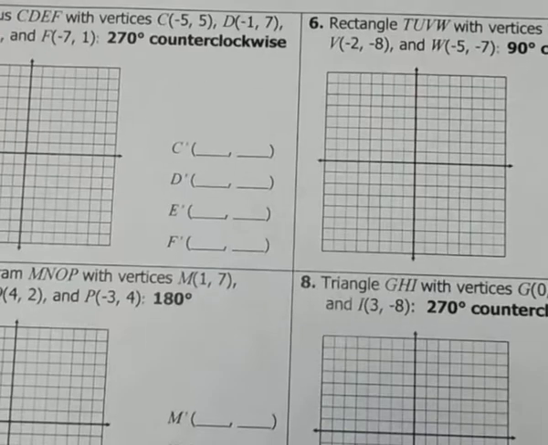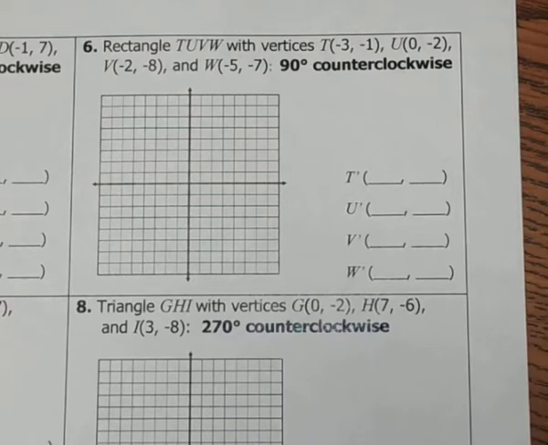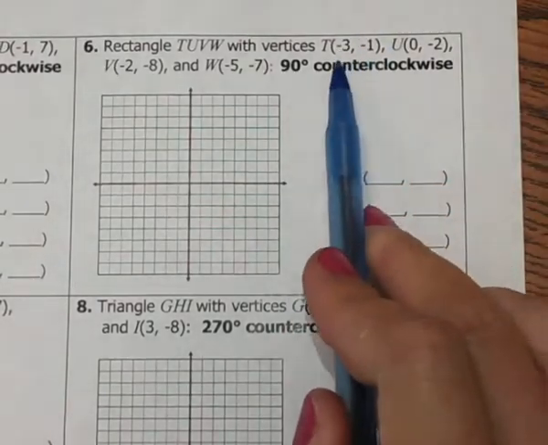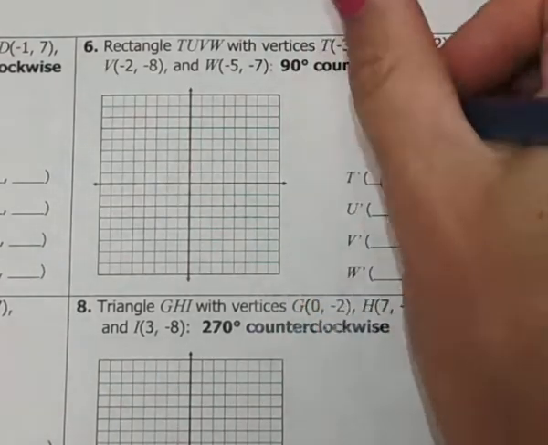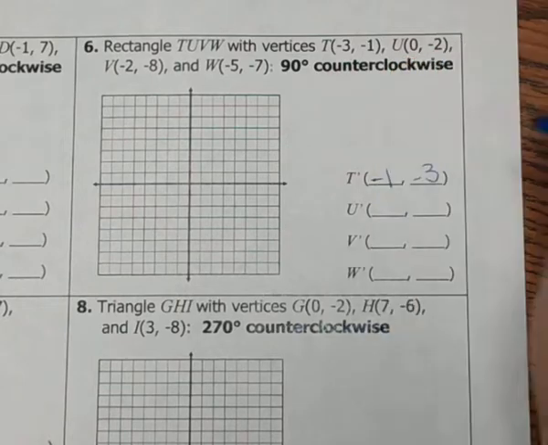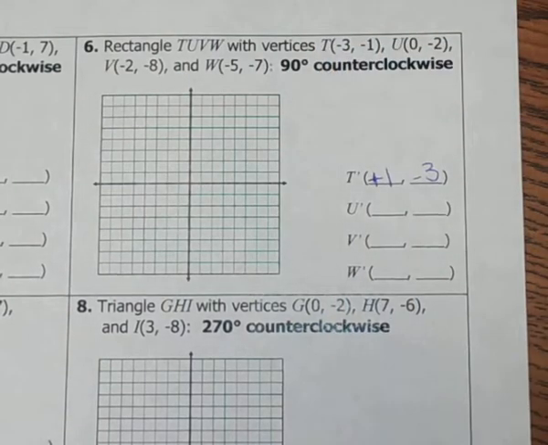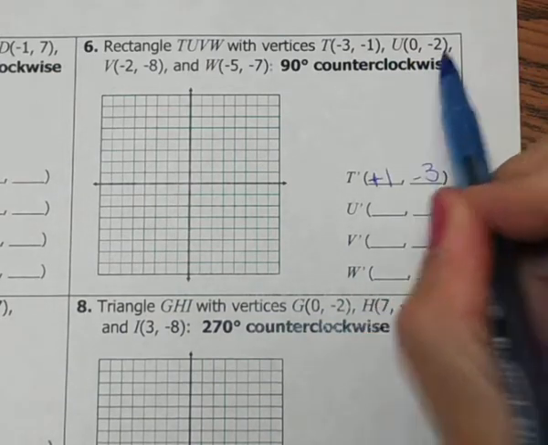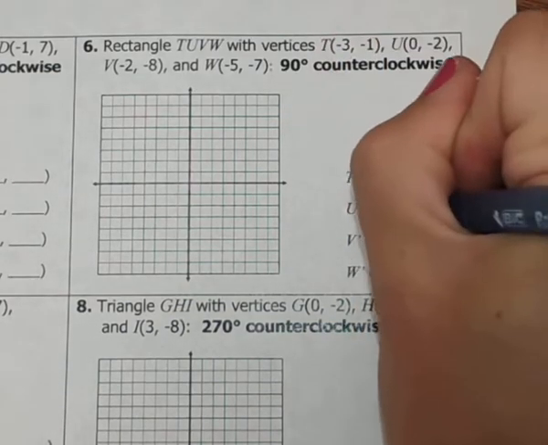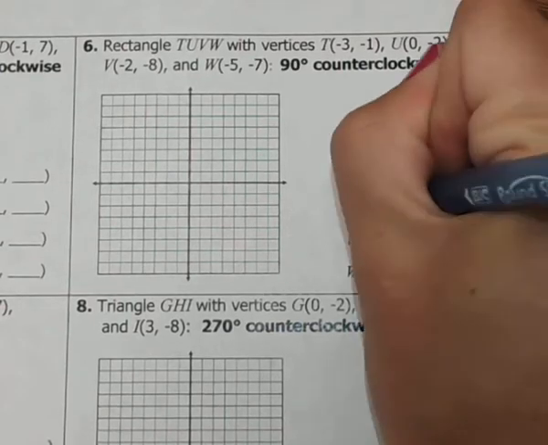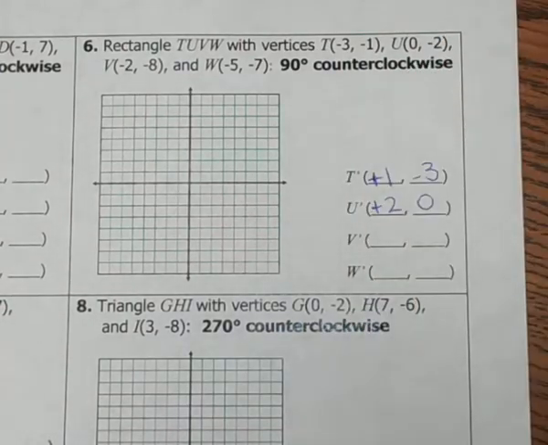6. Number 6. I'm not going to plot because that takes a while. Let's just look at changing the ordered pairs using our rule. So first, T is -3, -1. I flip it, -1, -3. Then I change the sign of the new first number, and I leave it as a little plus. You don't have to. I just like going in that order. Use 0, -2, flip it, and then I change it to a plus.